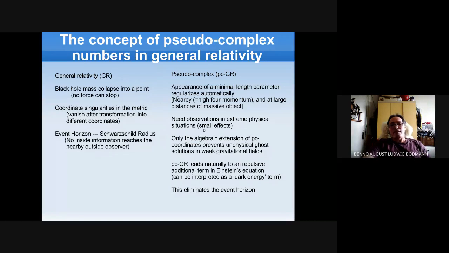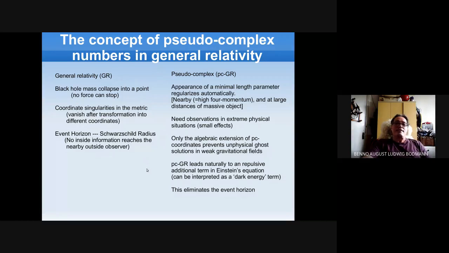In comparison to the other algebraic extensions, which one was introduced by Einstein also of a complex general relativity, only the algebraic extension of PC coordinates prevents unphysical ghost solutions in weak gravitational fields. So this is why these pseudo-complex coordinates are in favor for the description of these algebraic extensions now. And PCGR leads naturally to a repulsive additional term in the Einstein equation, and this can be interpreted as a dark energy term, and this eliminates the event horizon.